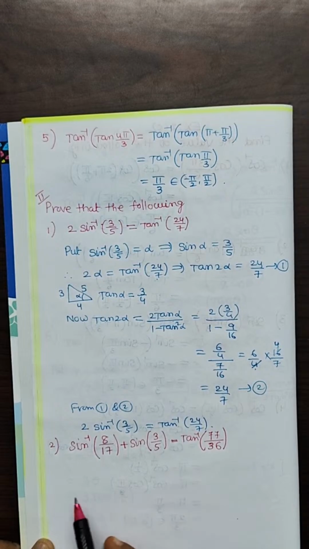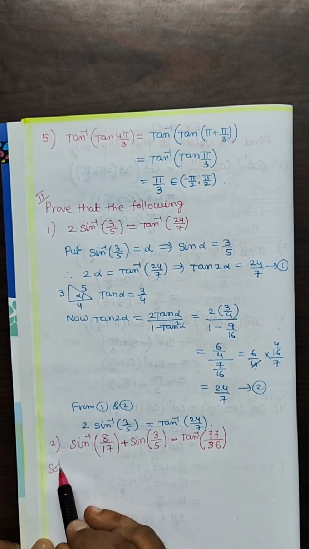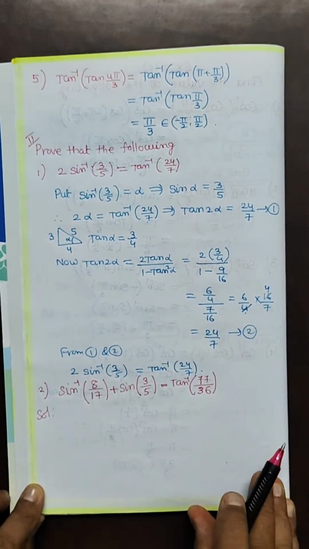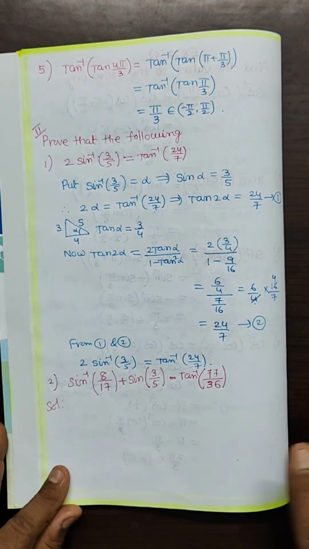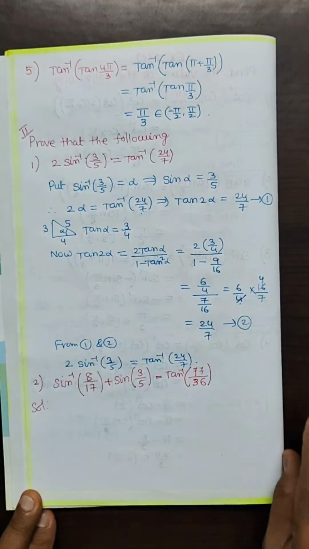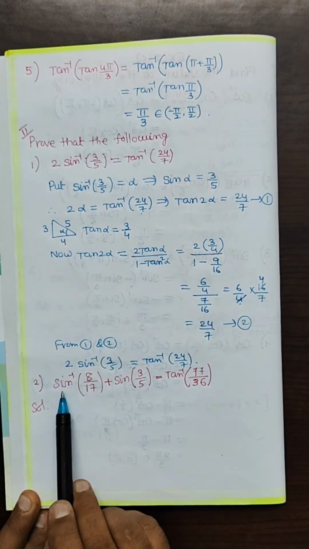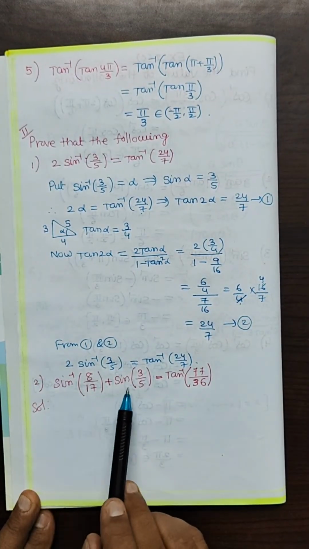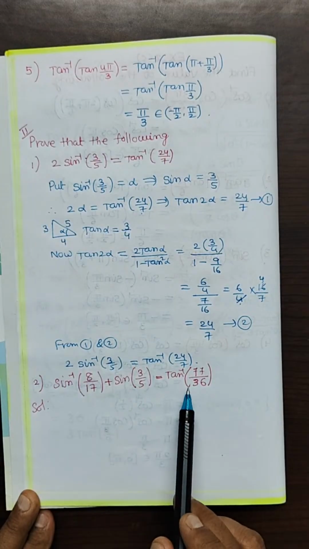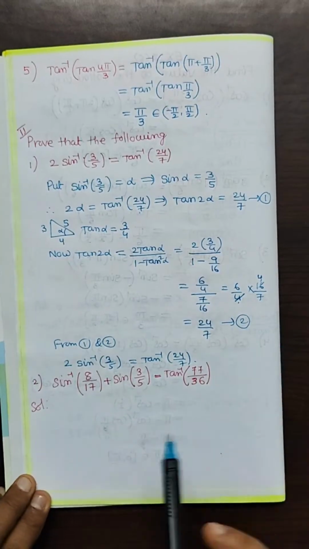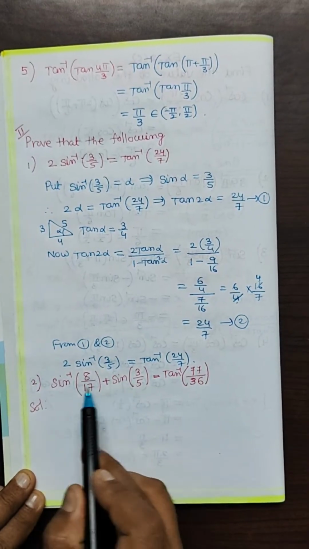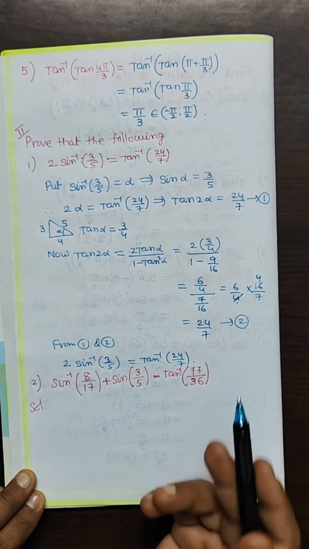See how, in what way we are going to do these type of problems. Okay, dear students, we observe that the LHS is in terms of sin inverse, and the RHS is in terms of tan. So what we have to do is, these two also in terms of tan you have to convert.